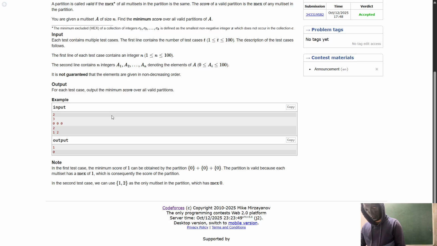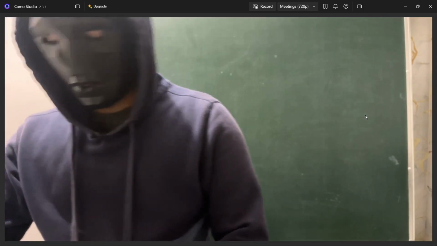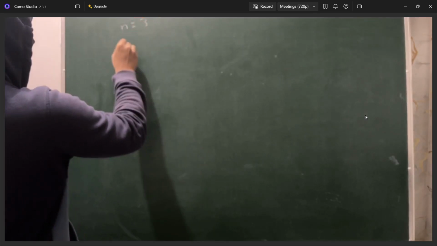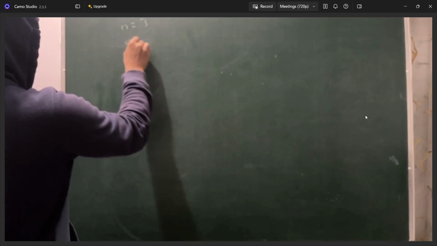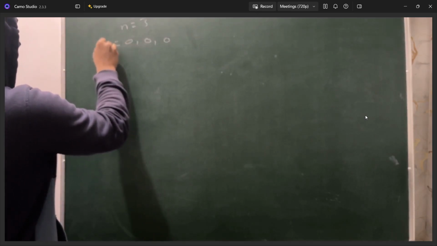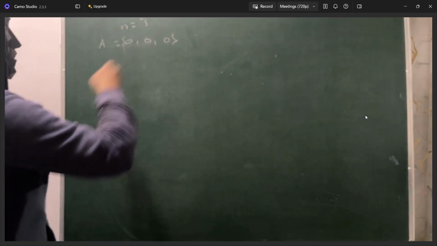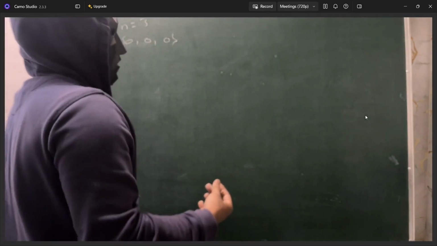Now let's say they've given two examples. In the first example we have n as 3, and the 3 elements in the set are 0 0 0. Out of this we'll have to make multisets. Let me call the multiset A. So let's understand this problem. We'll have to make the sets in such a way that we find the MEX. I'll be telling you what they're saying.